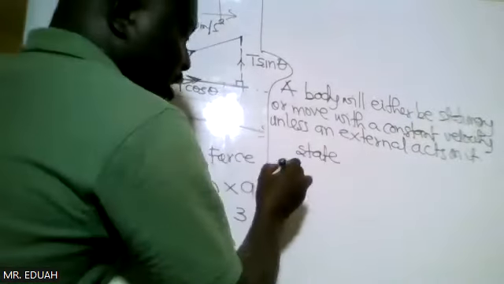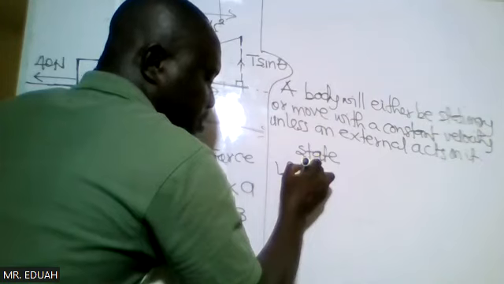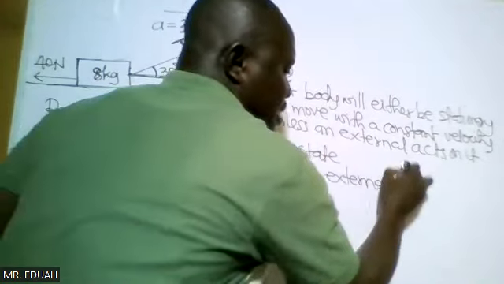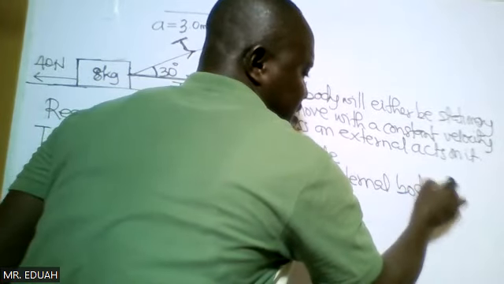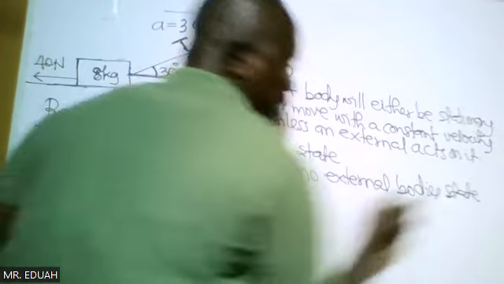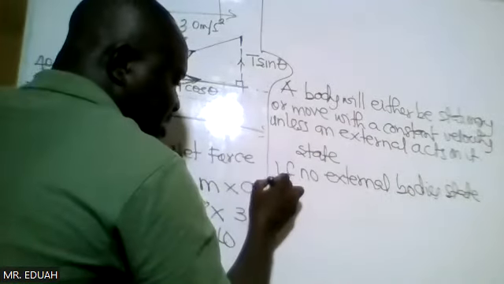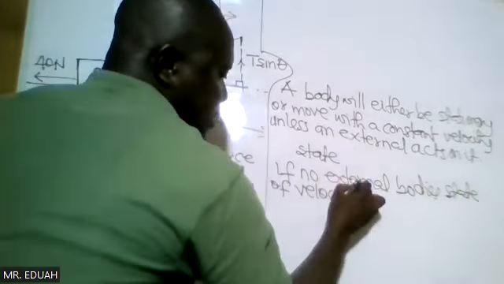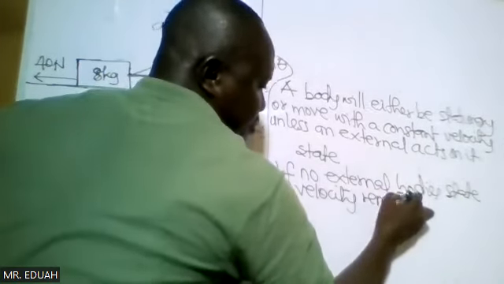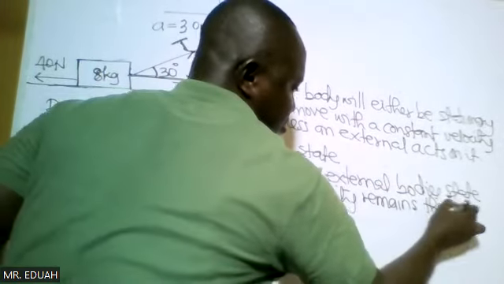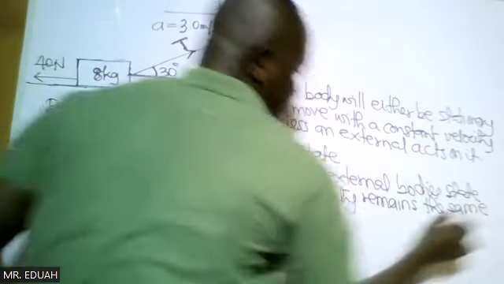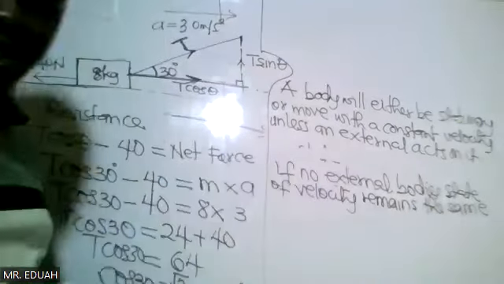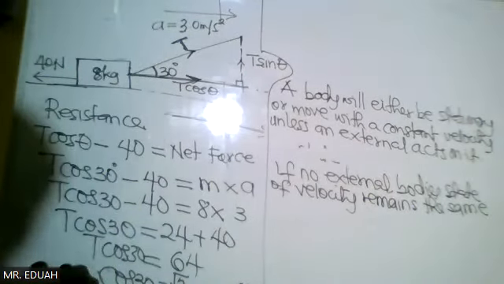So if there's no external force, the body's state will be the same. If no external force, the body state, here we are referring to state of velocity, remains the same. So if there's no external force, the body's state of velocity will remain the same.